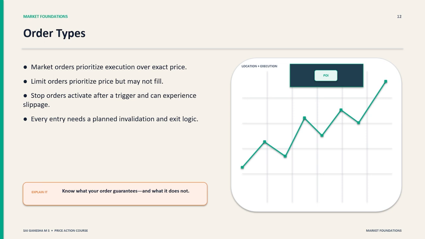And this is important before placing any order. Know where you're wrong. Don't only think where should I enter. Also ask yourself, if the market goes against me, where am I going out? Every entry needs an invalidation level. In simple words, that's the point where your trade idea is no longer valid. So market order, limit order, or stop order, the order type may change, but the risk must always be planned.